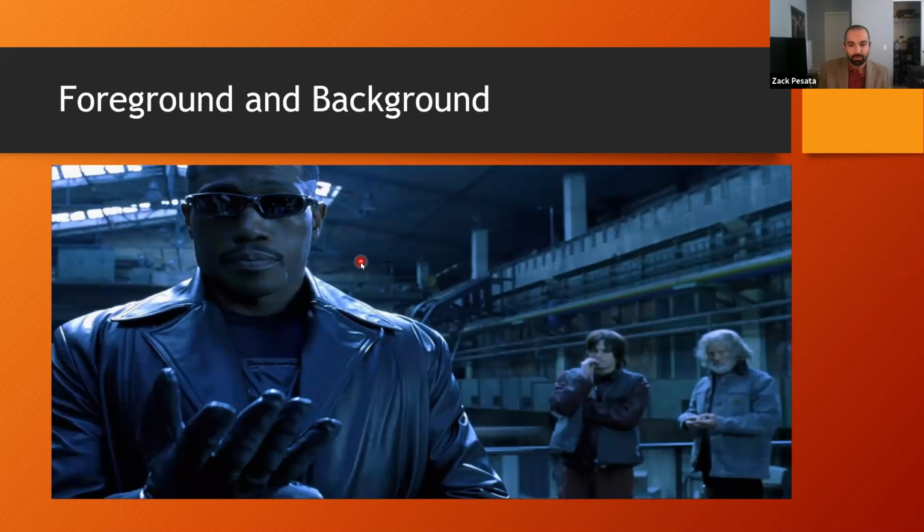I don't remember all the characters' names, so we're going to go with actors. We have Wesley Snipes, Norman Reedus, Chris Christopherson, all in the frame. Who is in the foreground? Who is closest to the viewer, closest to the camera? Wesley Snipes. Okay, who is in the background? Norman Reedus, Chris Christopherson, and then obviously the actual set and location.